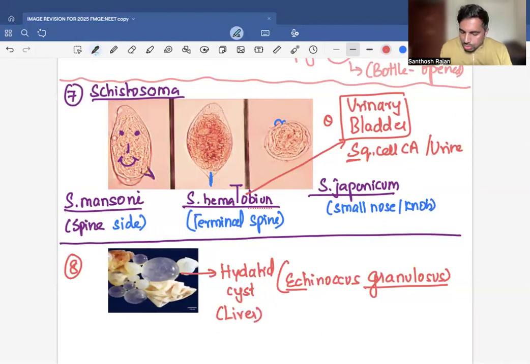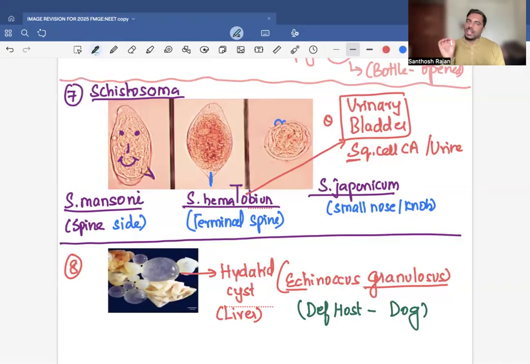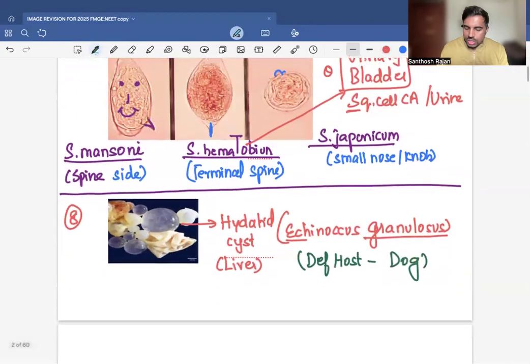One important point, please don't forget: here the definite host is not human. It is the dog. Like for Toxoplasma, the definite host is the cat. And for malaria, the definite host is the female Anopheles mosquito. These are the three where man is not the definite host. This is the revision part, so I'm going a little quick.